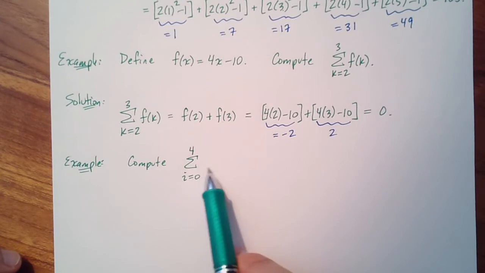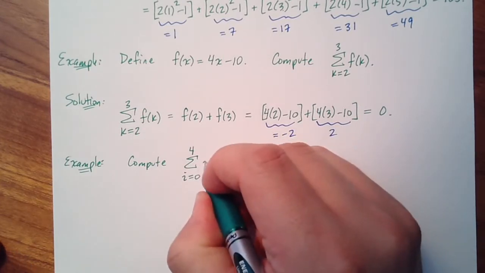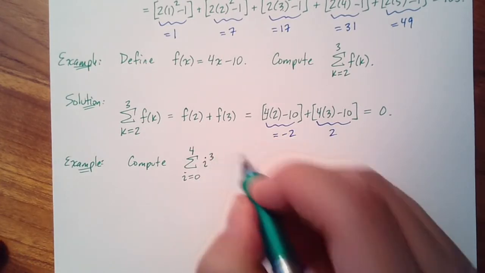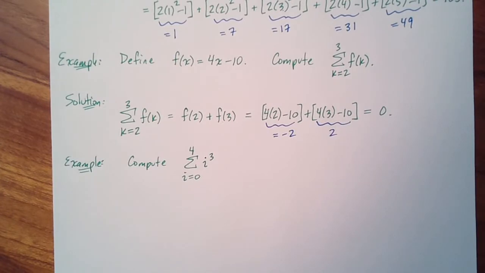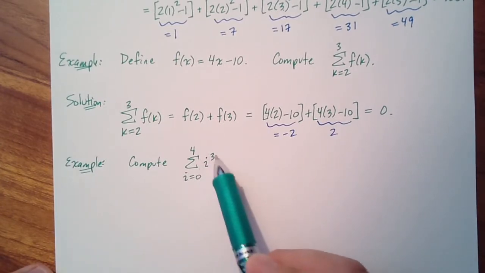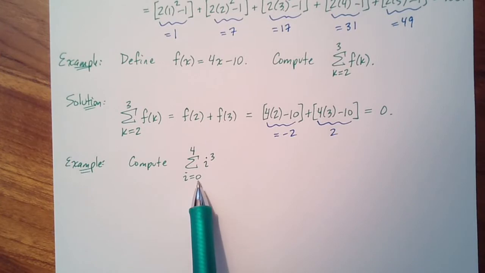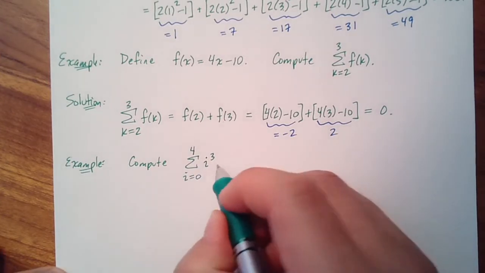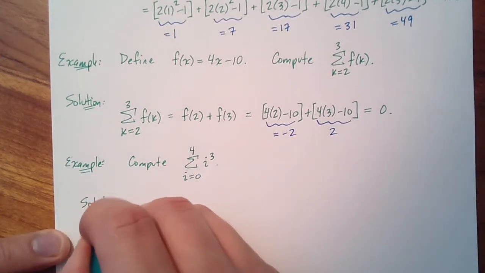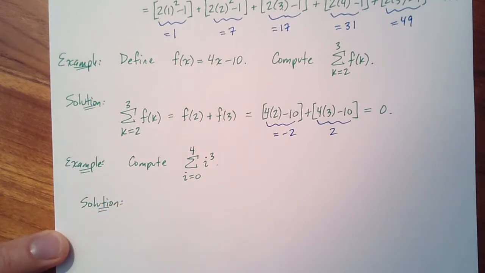That's the part that belongs here. To fill that in, we're going to say that the terms are given by I cubed. So this is the expression that's being added up for the values of I, which start at 0 and end at 4. So what would that look like? Well, let's work it out.